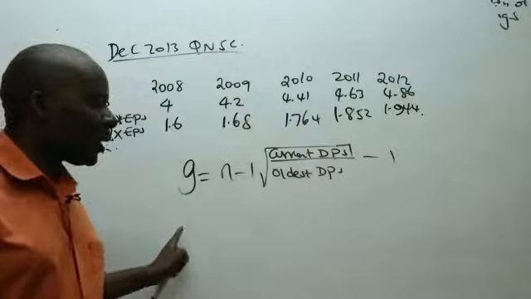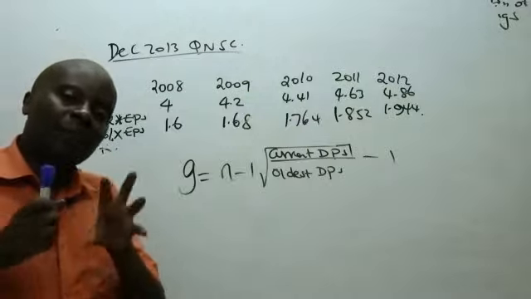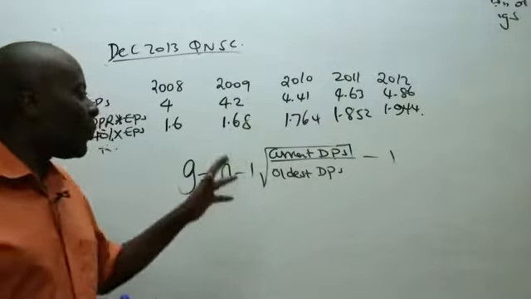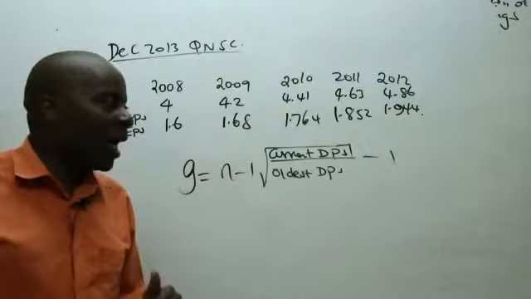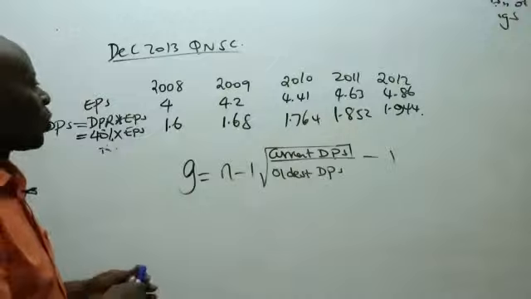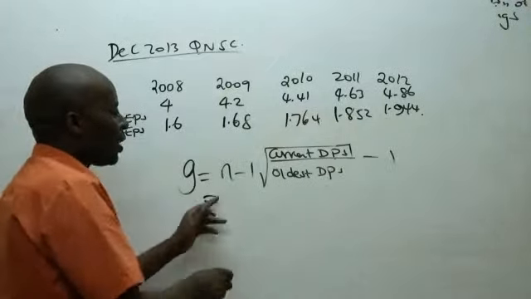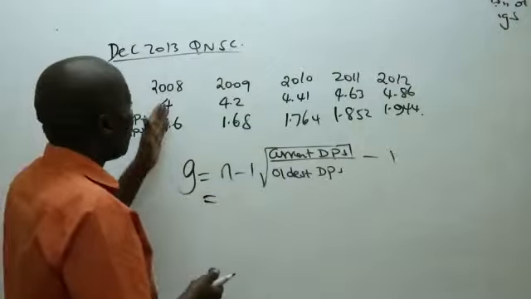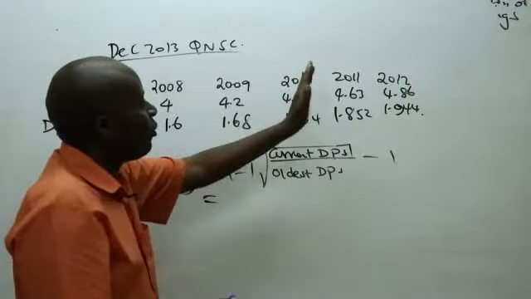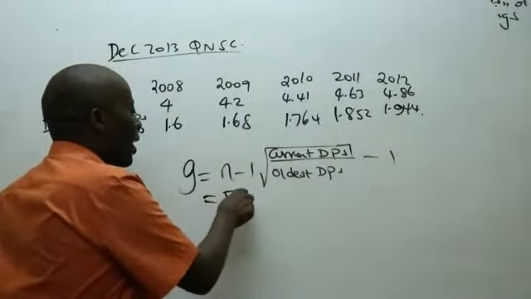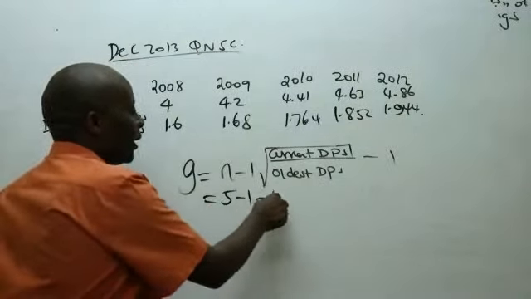So this is a very important formula which we shall be using whenever we have a multiplicity of dividends per share. In this case, N stands for number of years. You count the number of years we have. How many do we have? 1, 2, 3, 4, 5. So our N is 5.